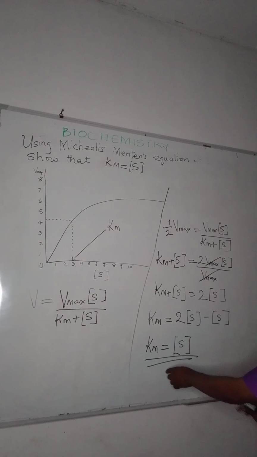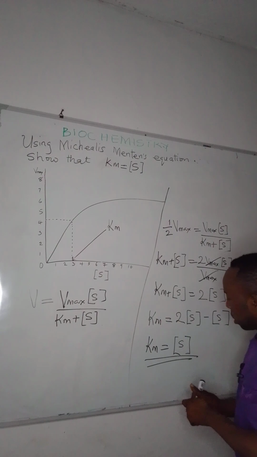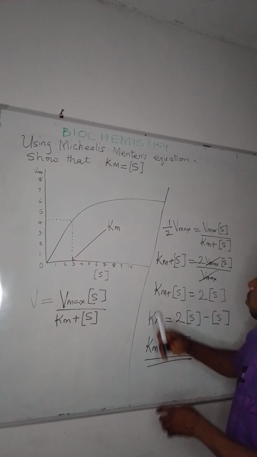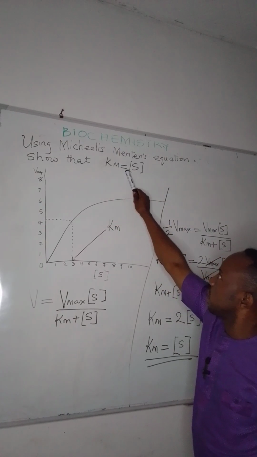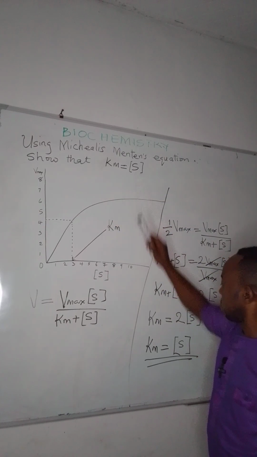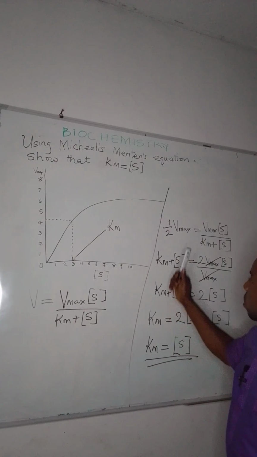Now, if you juxtapose this final answer to the question, you will see that we are correct, because the question says we should use Michaelis-Menten's equation to show that Km is equal to substrate concentration. This is it. Km equal to substrate concentration.